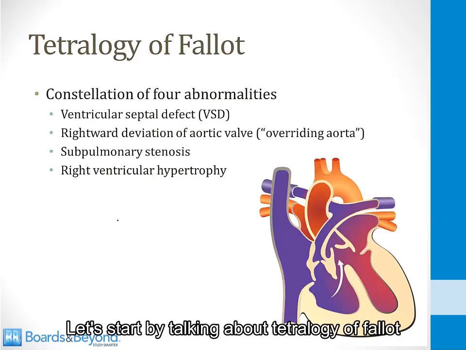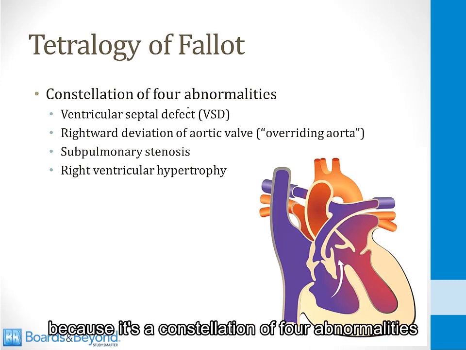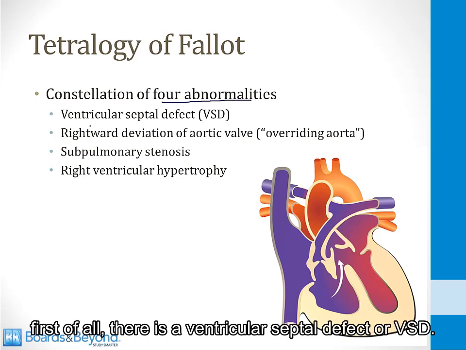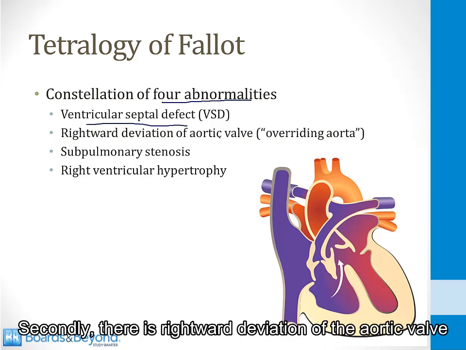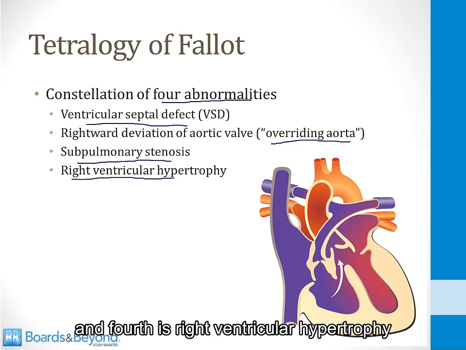Let's start by talking about tetralogy of Fallot, which is the classic congenital heart disorder that causes cyanosis in a baby. Tetralogy of Fallot gets its name because it's a constellation of 4 abnormalities. First of all, there is a ventricular septal defect, or VSD. Secondly, there is rightward deviation of the aortic valve. This is called an overriding aorta. Third is subpulmonary stenosis, and fourth is right ventricular hypertrophy.